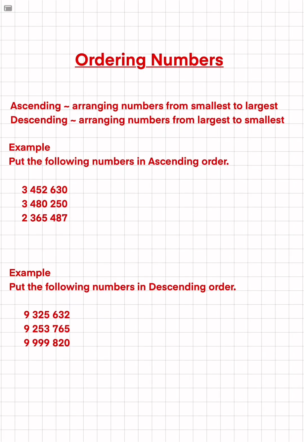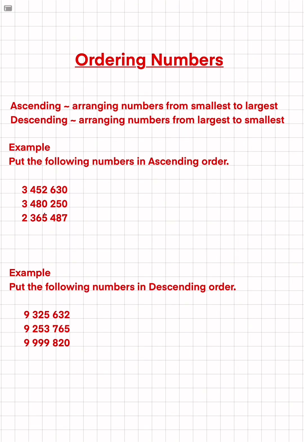In this clip, we will be looking at how to arrange numbers in ascending and descending order. Ascending means arranging numbers from smallest to largest, and descending means arranging numbers from largest to smallest. We have an example here. It says, put the following numbers in ascending order.